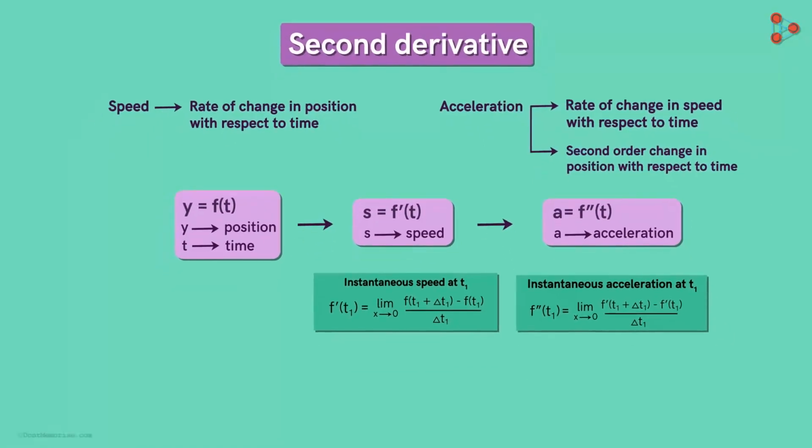But wait, there is something more fascinating. It turns out that for any object in motion, the force acting on it is equal to its mass times acceleration. We know that the mass of an object is constant. So we see that the second derivative of the position function tells us the force acting on the object. Therefore, while studying the motion of an object, finding the second derivative of the position function plays a central role.